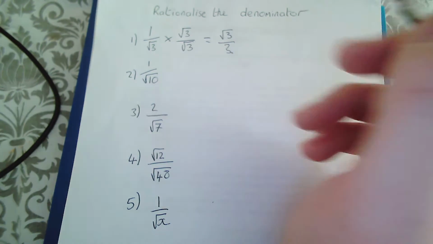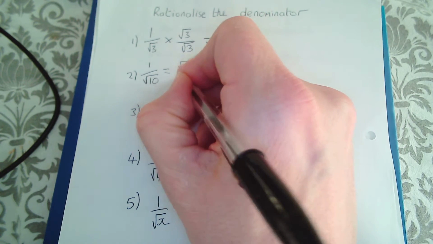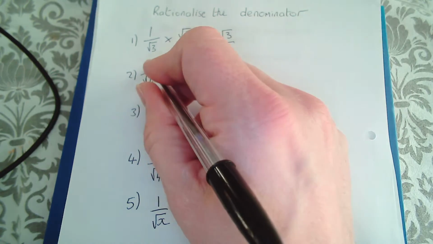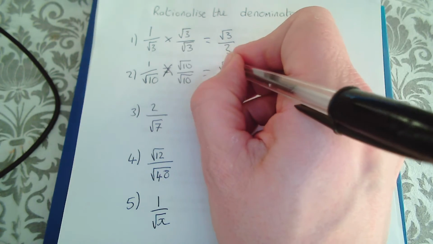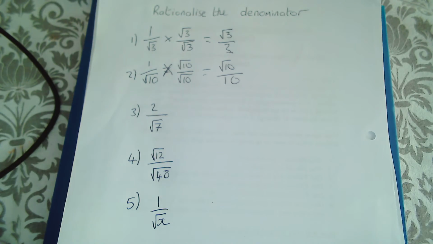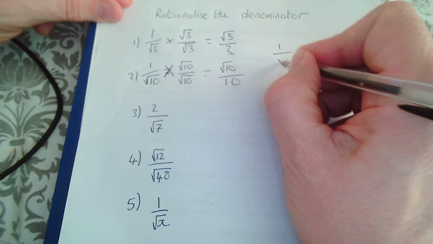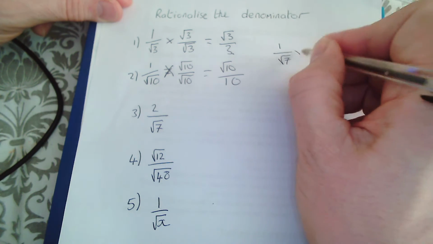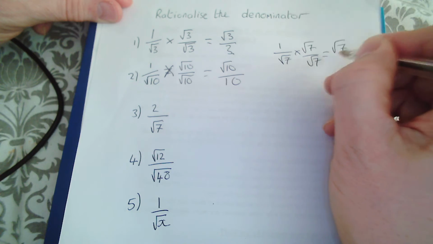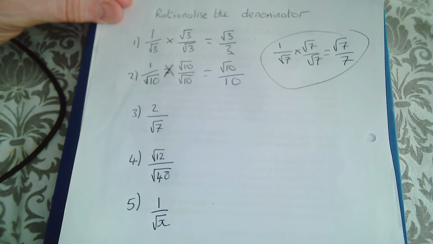Okay? Let's try this one. Root 10 over root 10. So it's a special type of 1. Well, let's have a look. 1 times root 10 is root 10. Root 10 times root 10 is 10. And that's a special type of pattern. So if it's 1 over a surd, so let's show you another one. Any one, it doesn't matter. 1 over root 7, that's going to be, I bet you can guess, root 7 over 7. So you'll see those a lot.